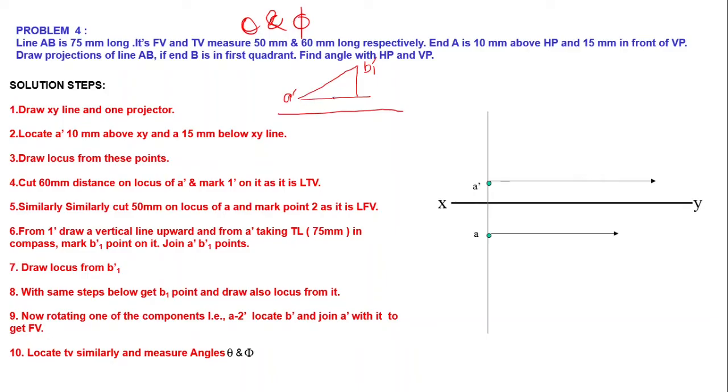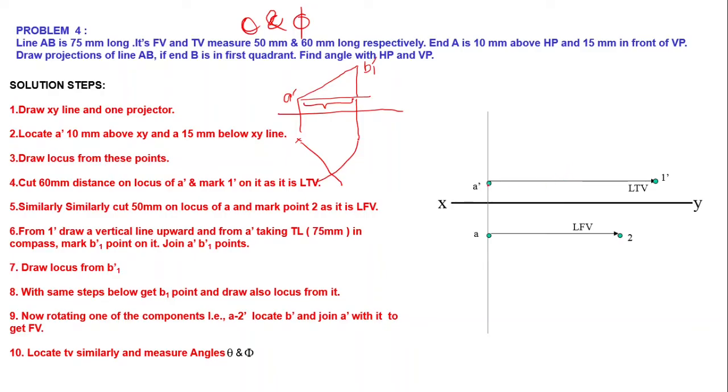Then this length will become the top view. Then we can represent the length of the top view, 60 mm here, as A dash 1 dash. That length is equal to 60 mm, the length of the top view. And we can represent the length of the front view here. This length is equal to 50 mm and this length is equal to 60 mm.